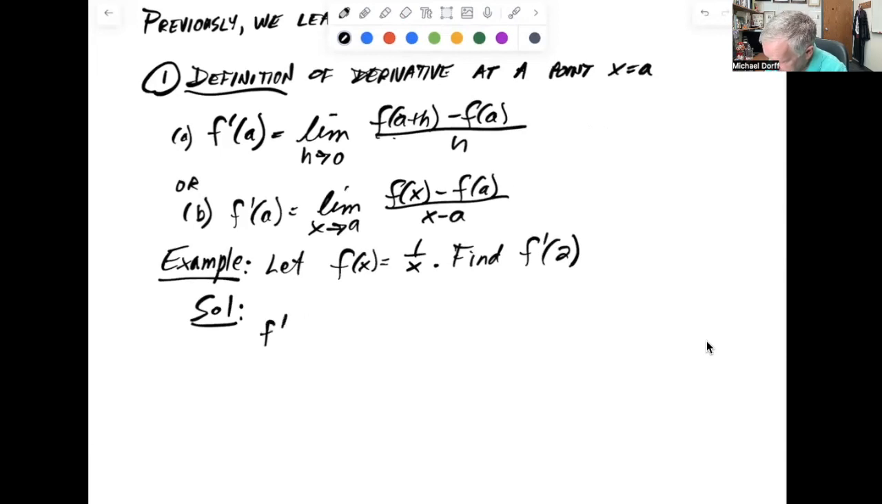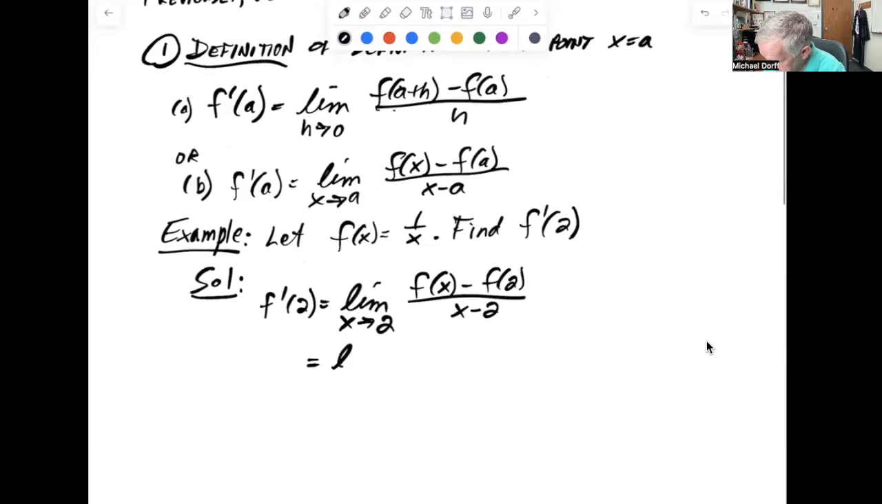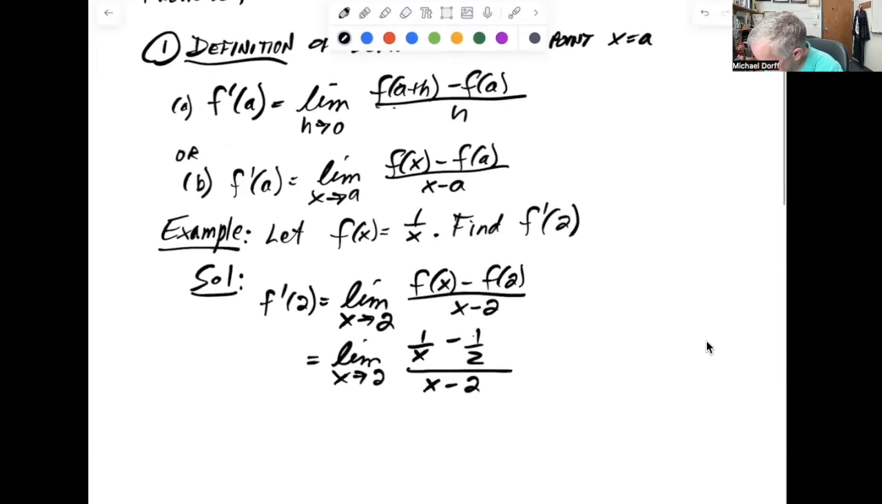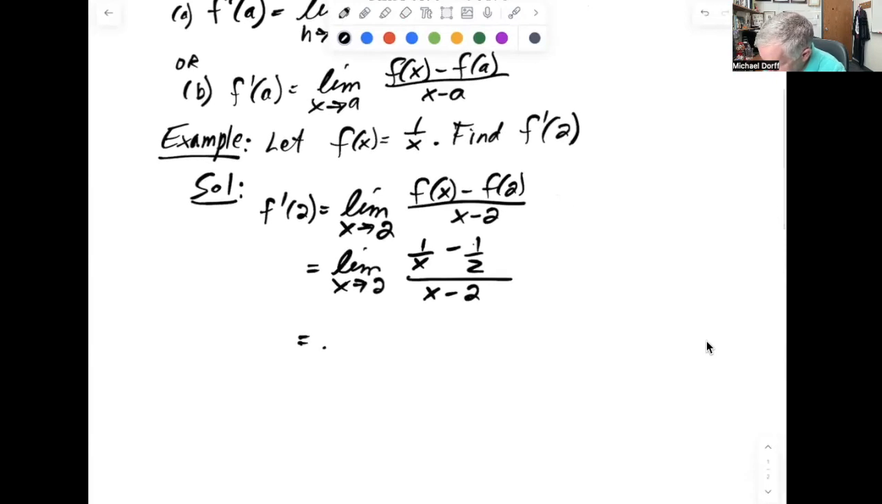So the derivative at 2 is going to equal the limit as x goes to 2 of f of x minus f of 2 over x minus 2. So that's going to be the limit as x goes to 2 of 1 over x minus 1/2 all over x minus 2. Before I go further, the first thing I would do is direct substitution.